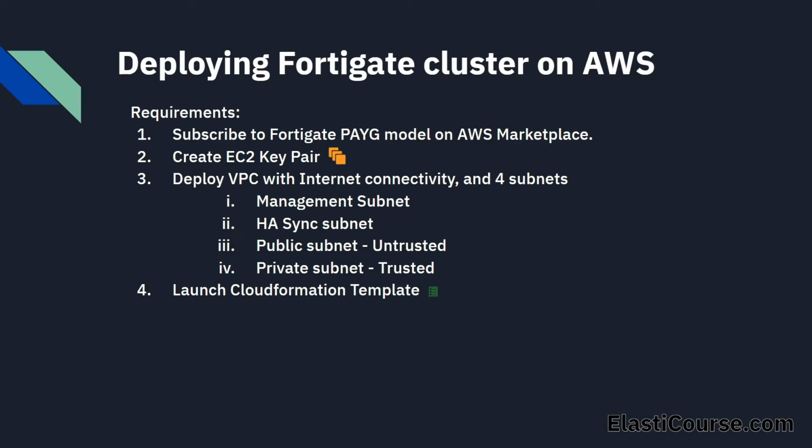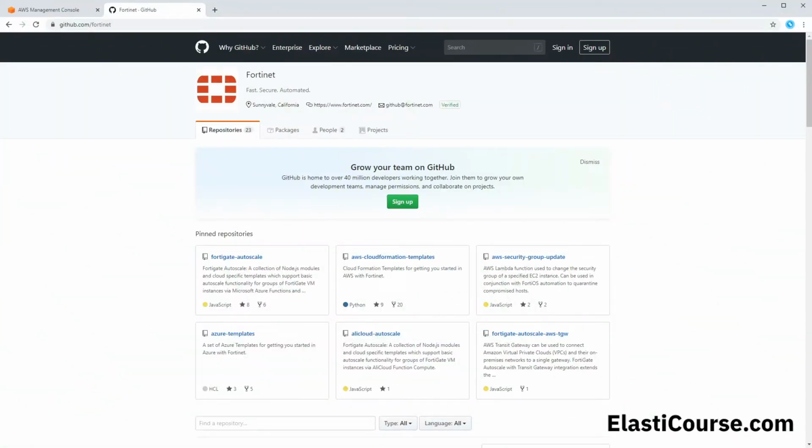And the last step is to launch our CloudFormation template, where we will have to provide input for all these requirements, and CloudFormation will take care of everything else and create everything else for us. Let's check it out. First, we need to access the GitHub page for Fortinet, and in here we will find a folder for our CloudFormation templates.